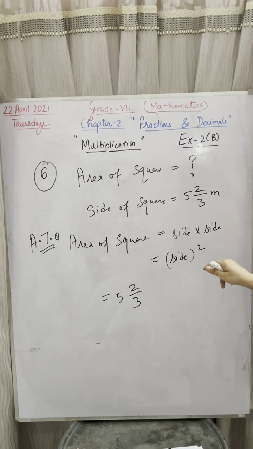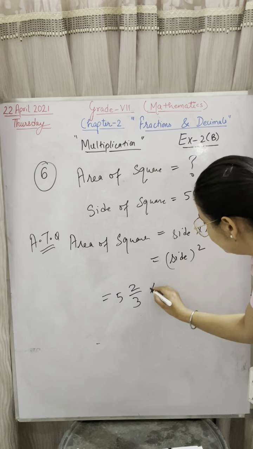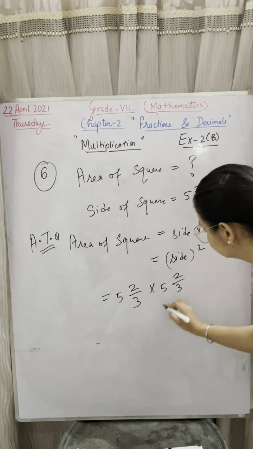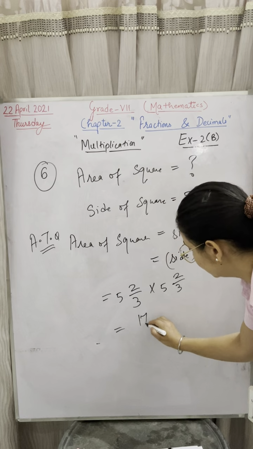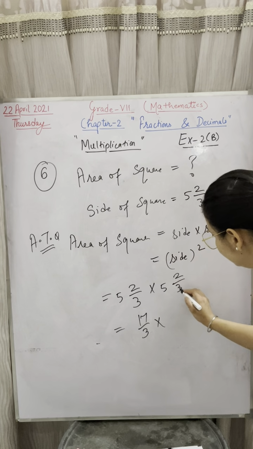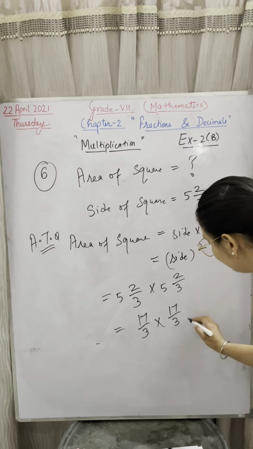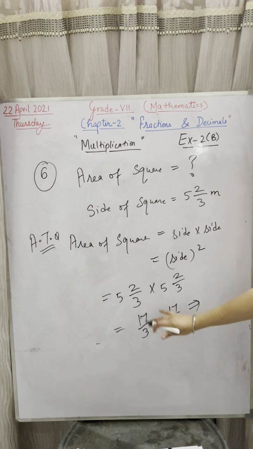Om Goel, I'm watching what you are doing in the class. 5 2 by 3 multiplied by 5 2 by 3. Okay, now open the fraction. 5 3s are 15 plus 2, 17 upon 3, multiplied by again 17 upon 3. What will be the answer? I can't cancel anything here. Dikshant, 7 Florence. Sit properly, sit straight in the class.